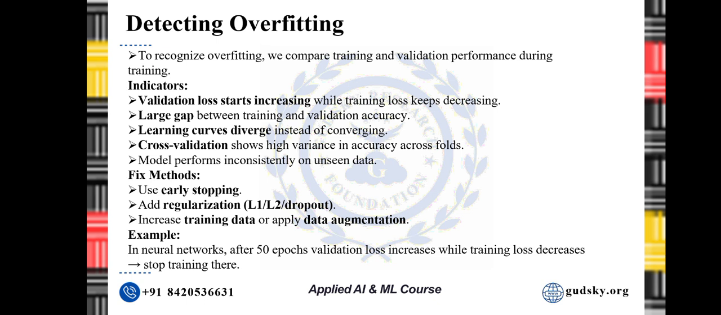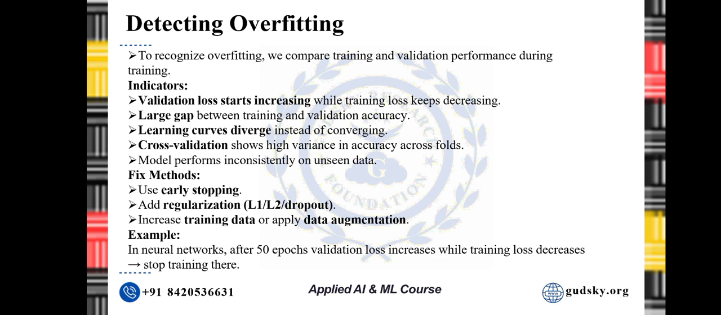Validation loss starts increasing while training loss keeps decreasing, and there is a large gap between training and validation accuracy. That means they are not almost the same. Learning curves diverge instead of converging. Cross validation results vary widely across folds. The model performs inconsistently on unseen data.